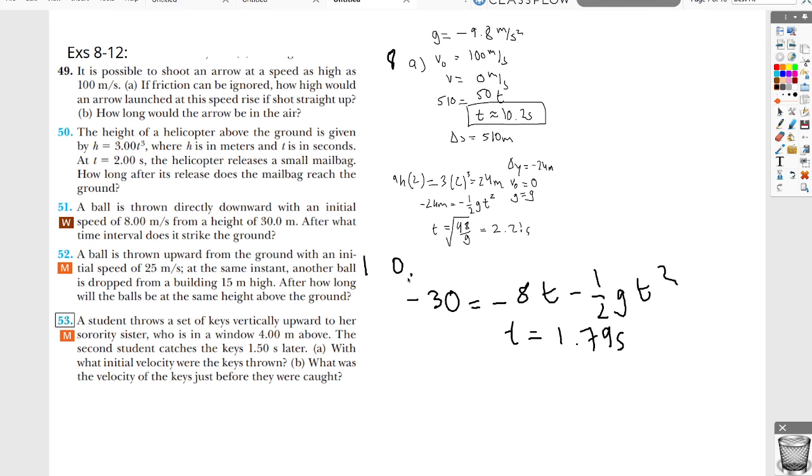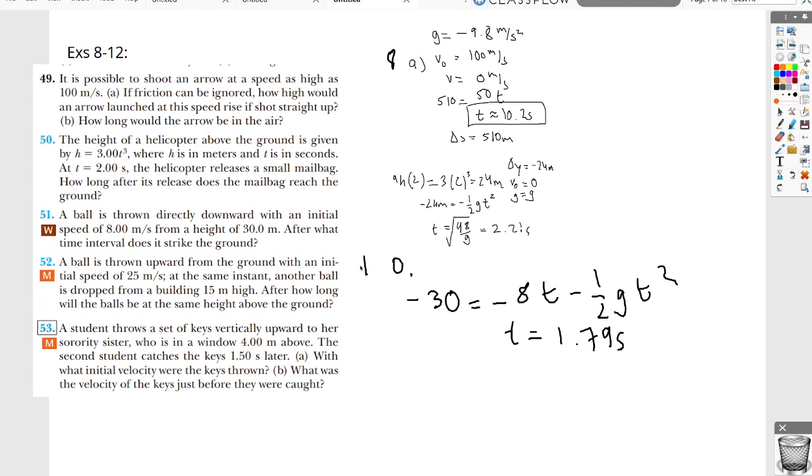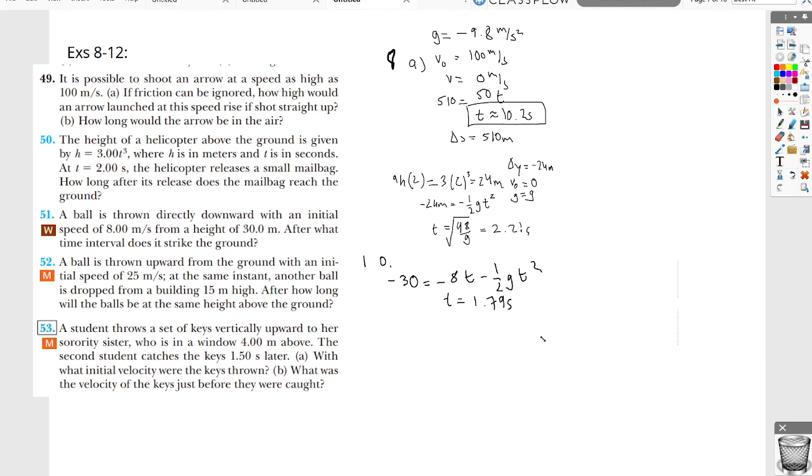Next, a ball is thrown upward with initial velocity of 25 meters per second. At the same instant, another ball is dropped from a building 15 meters high. After how long will the balls be the same height above the ground?